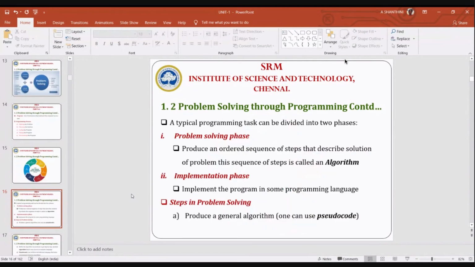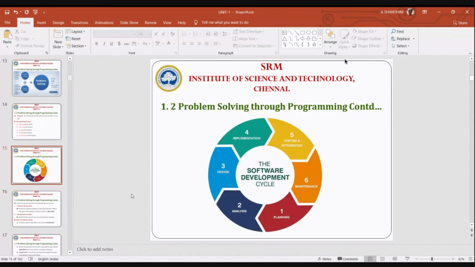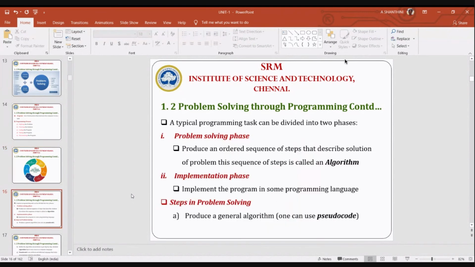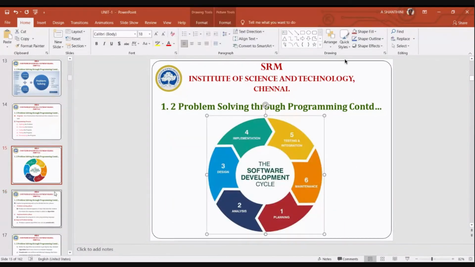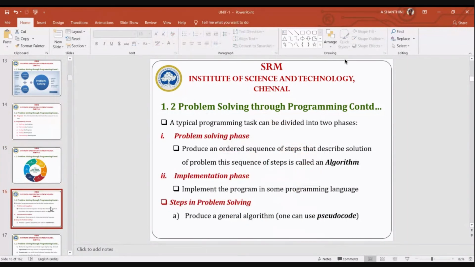Whatever I have explained is what has been given over here. The first step is the problem solving phase, as you can see in this diagram. First, you have to plan, analyse and design. All those three things together put up an algorithm, so you are going to produce an order of steps to state what you are doing to solve it. Next is your implementation stage, which is the fourth step. In that, you are going to write the program.